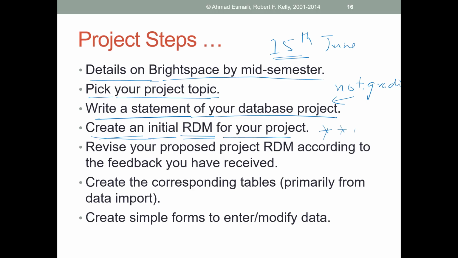So what will happen in the first presentation where you will be presenting your RDM, I will be giving you some feedback. So if I'm providing you some feedback, I would like you to revise your proposed RDM. Okay, so you'll have to revise your proposed project RDM according to the feedback that you will receive at this stage. And once your RDM is approved, you will have to now implement your project, which means you'll have to create the tables corresponding to different entities and the relationships if required for the RDM that you have.